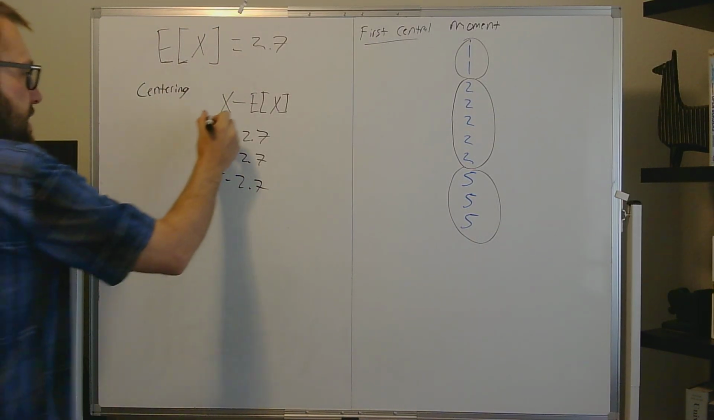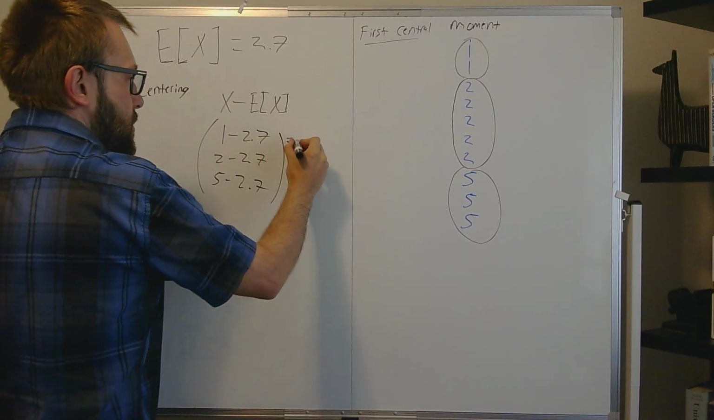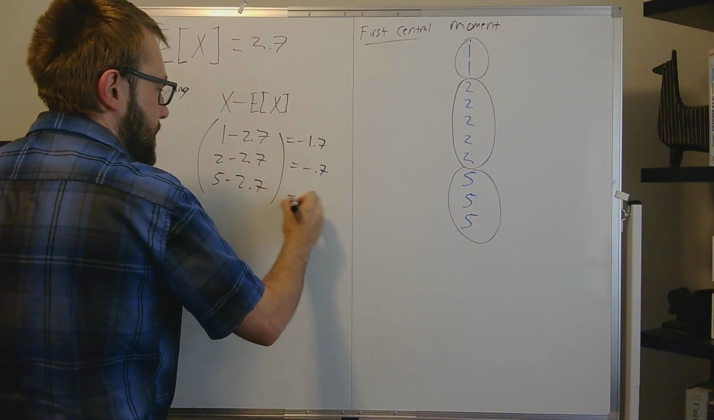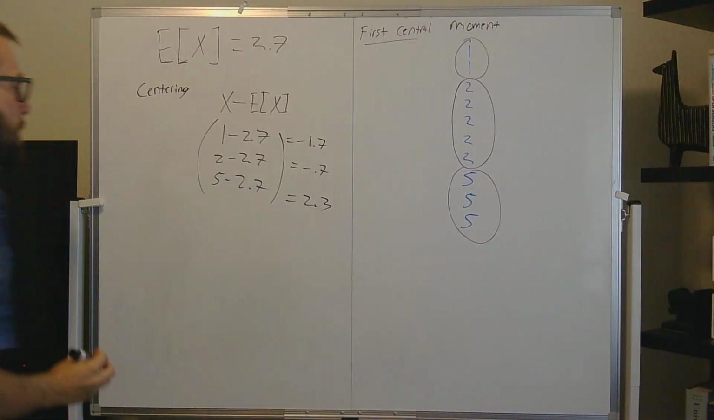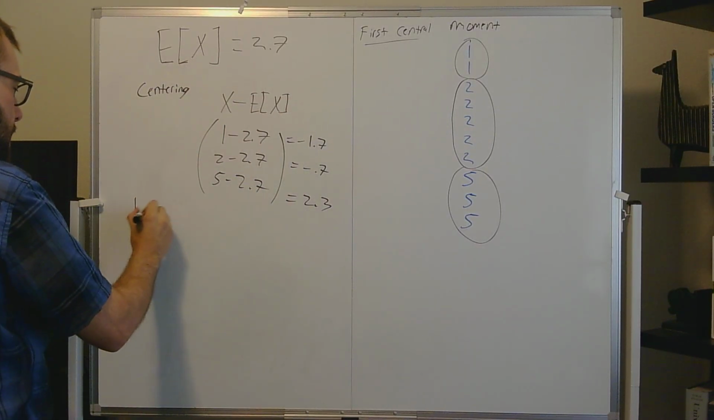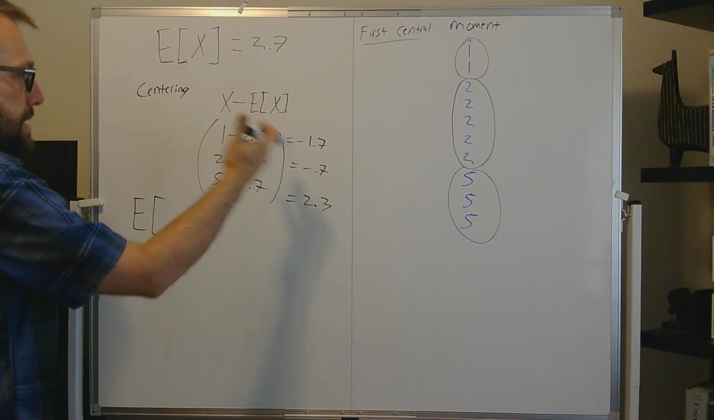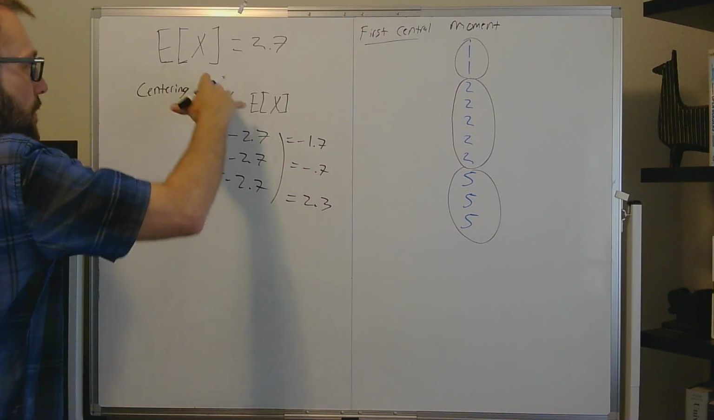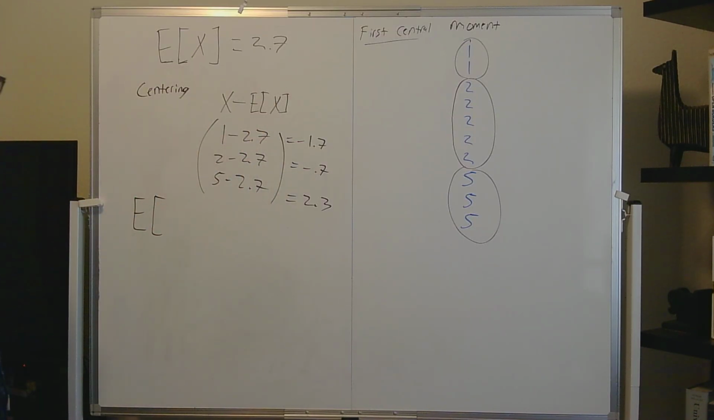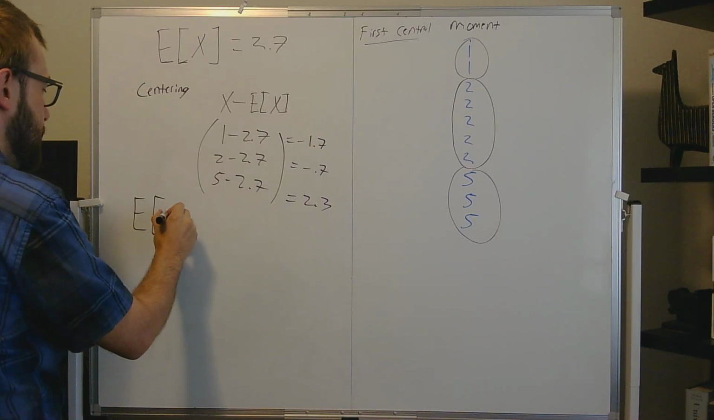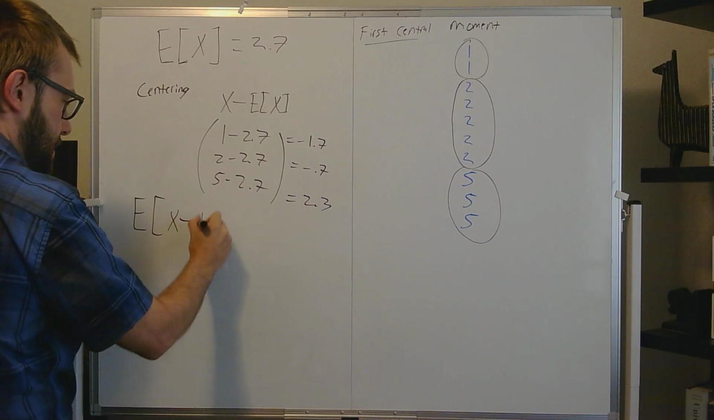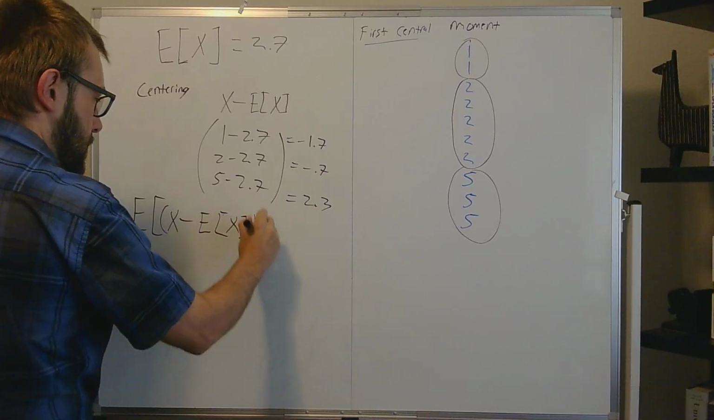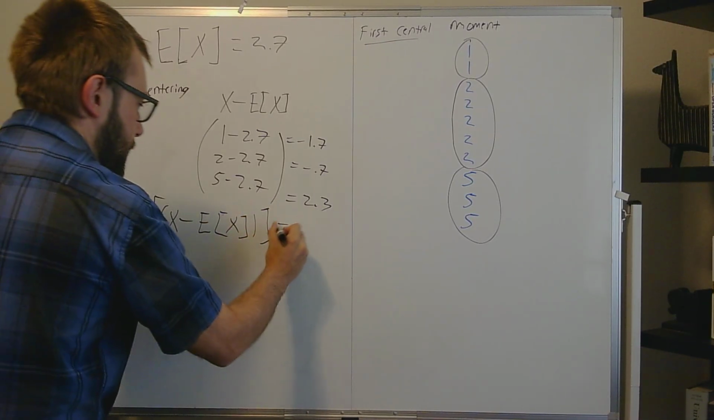So that's centering. So we can calculate these as negative 1.7. This one equals negative 0.7. And this one equals 2.3. Now the idea of the first central moment is saying, great, take our centering values and average them. So now we just want to average all of these. And that's what the expectation operators do, is they average values for us. So this will look like this. We're just literally wrapping the centering equation with an expectation operator.